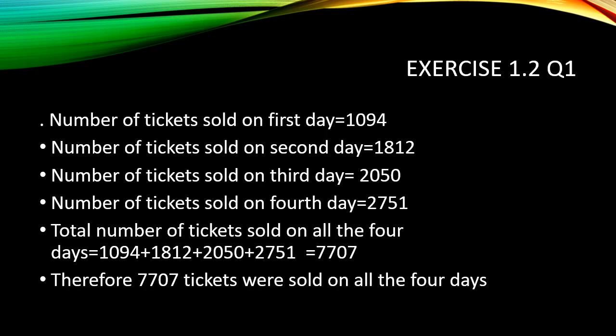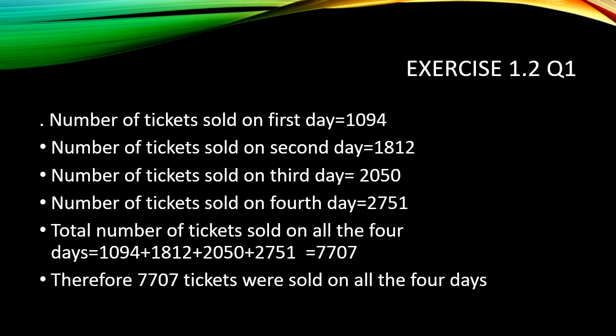Now we can do exercise 1.2, question number 1. A book exhibition was held for 4 days in a school. The number of tickets sold at the counter on the first, second, third and final day was respectively 1094, 1812, 2050 and 2751. Find the total number of tickets sold on all the 4 days.